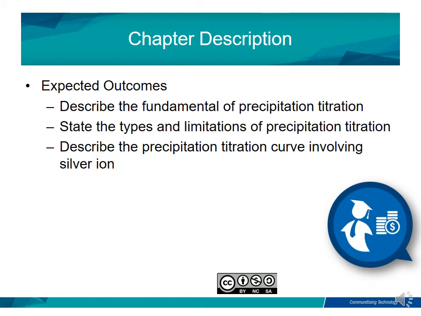First of all, let me tell you about the expected outcomes from this chapter. You should be able to describe the fundamentals of precipitation titration, state the types and limitations of precipitation titration, and also describe the precipitation titration curve involving silver ion.